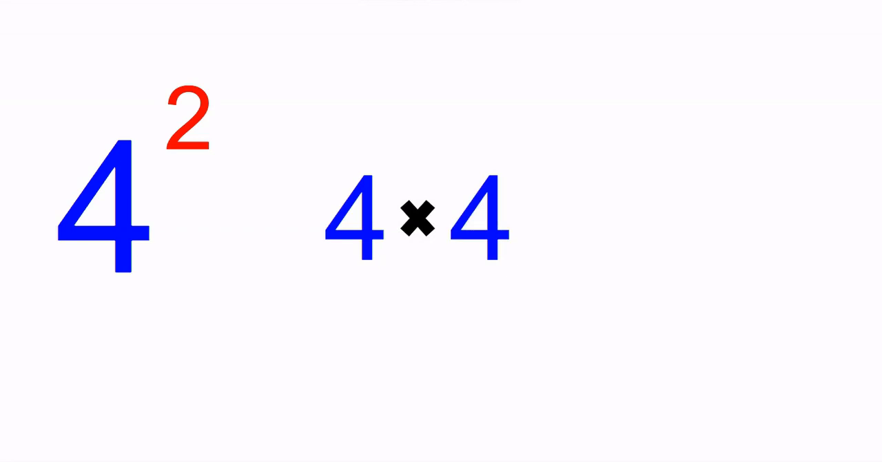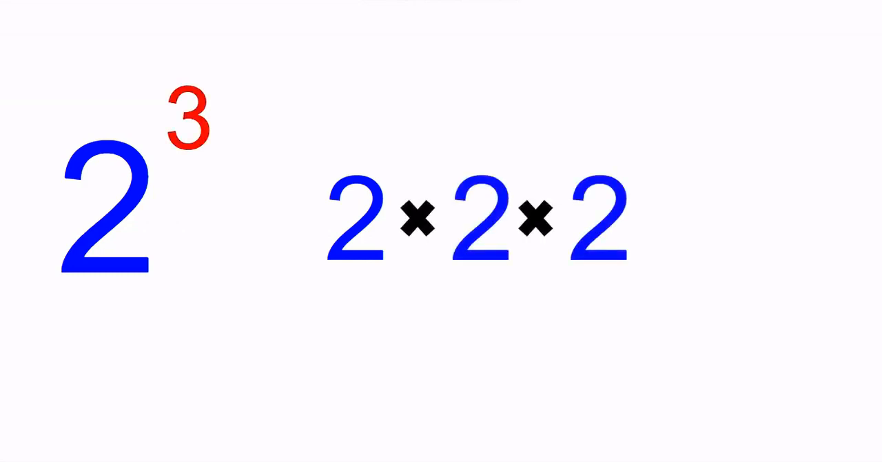So we have 4 times 4, and this gives us 16. So this lets us know that 4 to the power of 2 is equal to 16. Now let's take a look at another example, 2 to the power of 3. To start off, we have to look at the base. So we know the base is 2, which means 2 is going to be repeatedly multiplied by itself. And since the exponent is 3, we know that 2 is going to be multiplied by itself 3 times, 2 times 2 times 2. And this will give us 8.